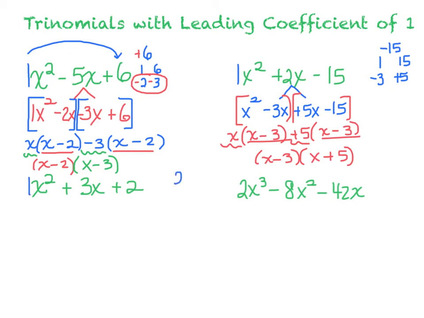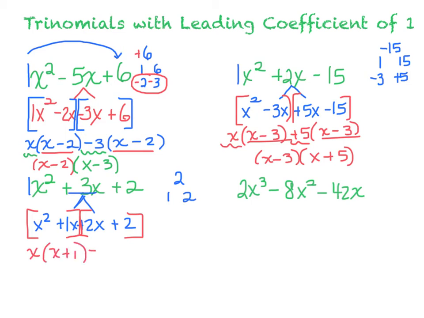1 times 2 is 2. The only way to multiply to 2 is 1 times 2. I need it to add to positive 3, which it does, so I'm going to split the middle with positive 1x, positive 2x. And I'm going to group. First group has a common x. Second group has a common 2. These match. And this is what's left.